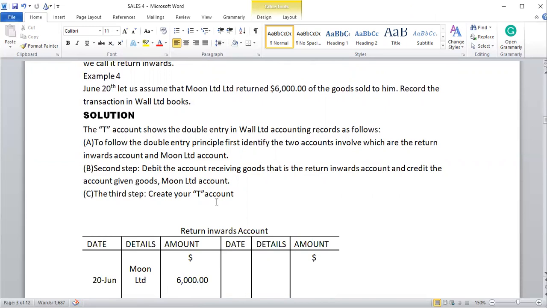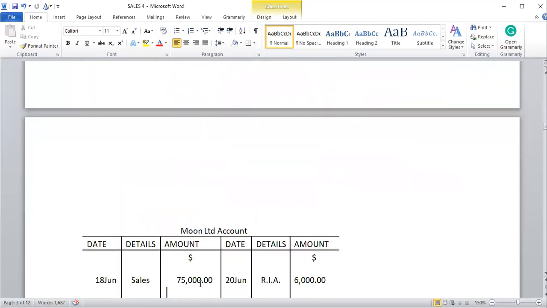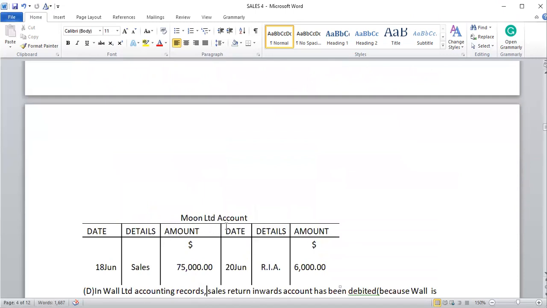Then the third step, you draw your T account. So you record the transaction in the T account. So here's the T account, returns inwards account. It has been debited because it's receiving the goods. So on the left-hand side, you have date, 20th June. It is Moon Limited because the corresponding entry can be found in Moon Limited account, and the amount of $6,000. So Moon Limited account, it has been credited with the $6,000. So when you have date, 20th June, and details, returns inwards account, and the amount of $6,000.